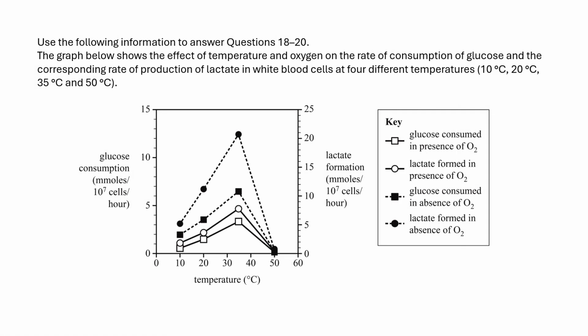The graph shows the effect of temperature and oxygen on the rate of consumption of glucose and the corresponding rate of production of lactate. So, there are two independent variables, oxygen and temperature, and two dependent variables, glucose and lactate.